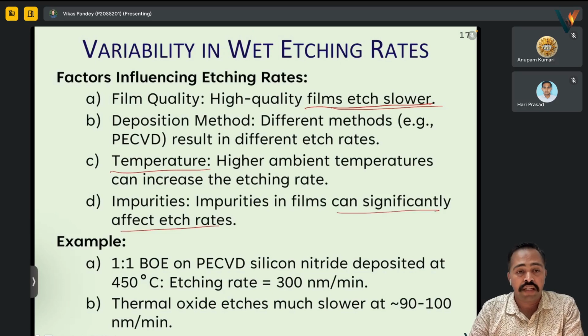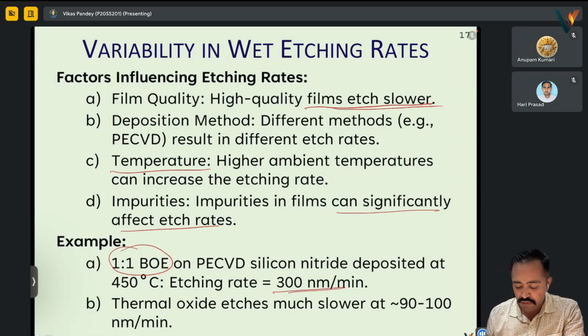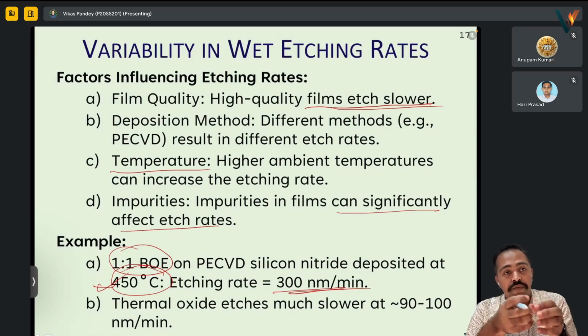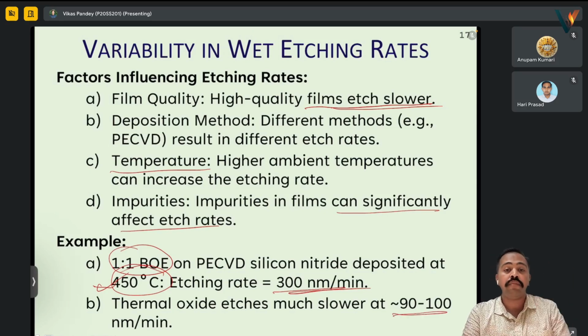Okay. Example: 1:1 buffered oxide etchant on plasma enhanced CVD deposited silicon nitride at 450 degrees Celsius gives an etch rate of 300 nanometer per minute. We are doing the reaction at 450 degree. Whereas the same thing, thermal oxide, that is thermally grown oxide, since it is of higher quality, since it is formed from the crystal of the silicon itself, so it will be more oriented and more uniform. That will etch much slower, about 90 to 100 nanometer per minute at the same condition in the same etching.